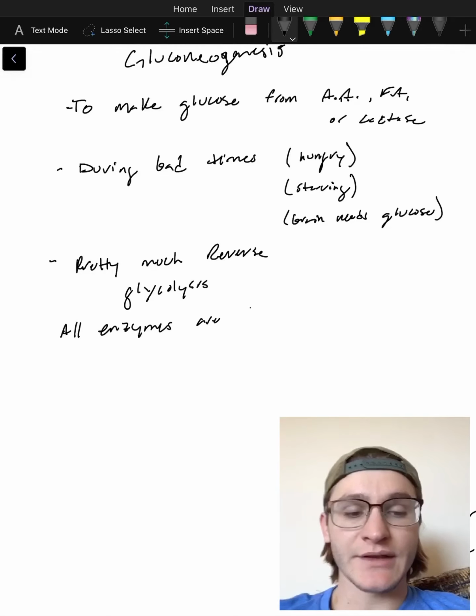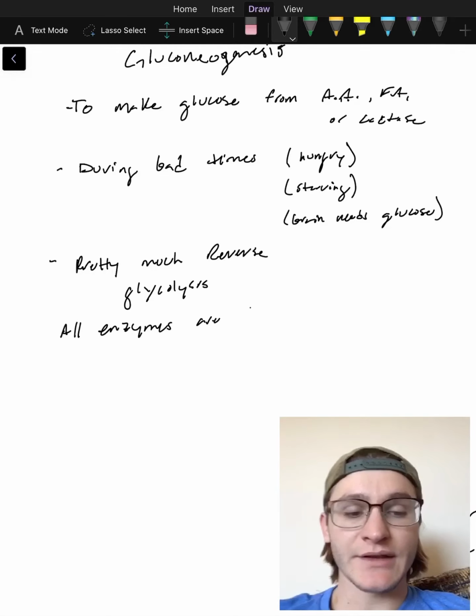So pyruvate kinase is the first enzyme that we need to change. I'll show you how to get from pyruvate to phosphoenolpyruvate. So in the mitochondrial membrane, we're going to have our pyruvate molecule getting ready to go through the Krebs cycle, or traveling to the Krebs cycle. So that's where our pyruvate's at. And so pyruvate, we're going to need to change that to oxaloacetate. And oxaloacetate is another molecule in the Krebs cycle. It's essential in the Krebs cycle.